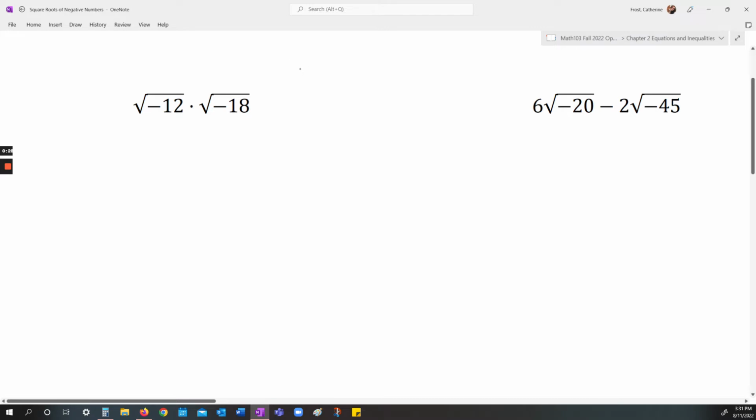So if you have something like square root of 2 times square root of 5, and in both of your square roots, what's underneath them is called the radicand, both of those radicands are positive. There's a property that you can write this as a single square root, and you just multiply those two radicands. 2 times 5 is 10. And that's totally fine.